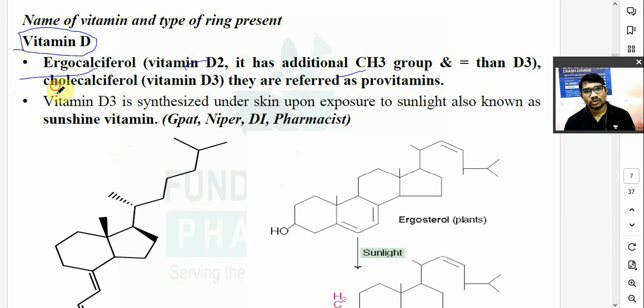This is active. Vitamin D is synthesized under the skin upon exposure to sunlight. So in India you have enough sunlight, and normally the deficiency occurs in the northern people.